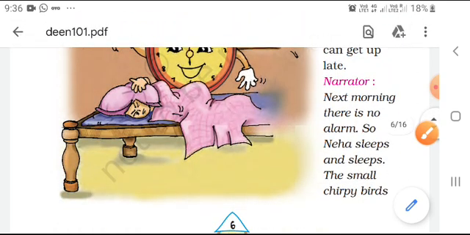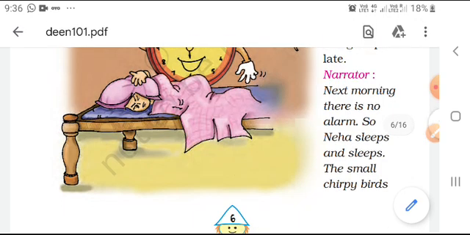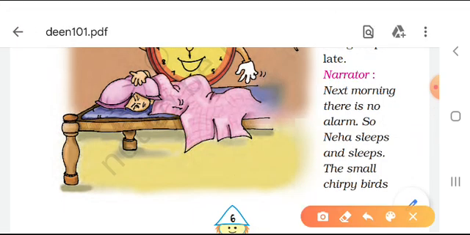Next speech. This next speech comes from the mouth of the narrator. It means the writer is saying something.